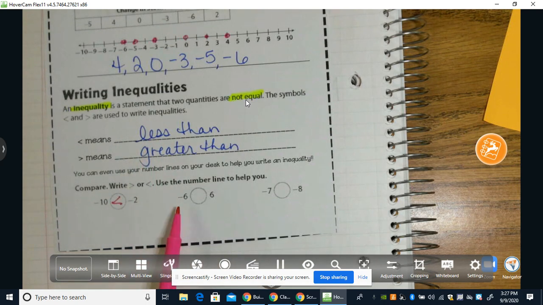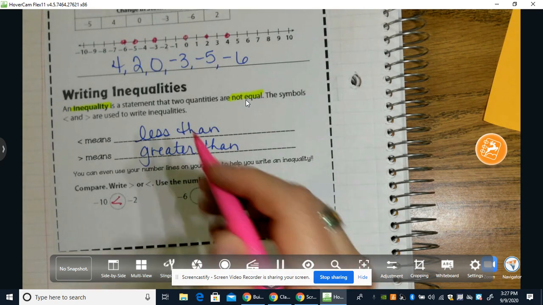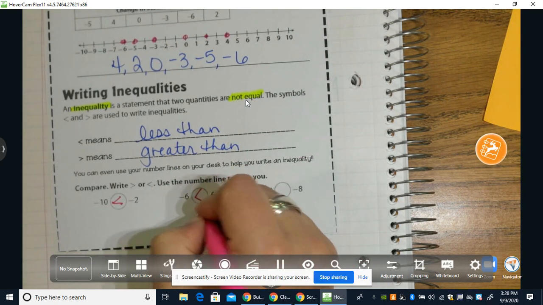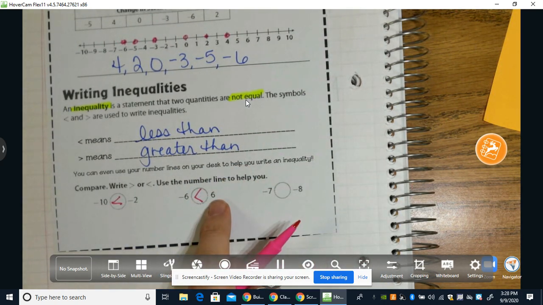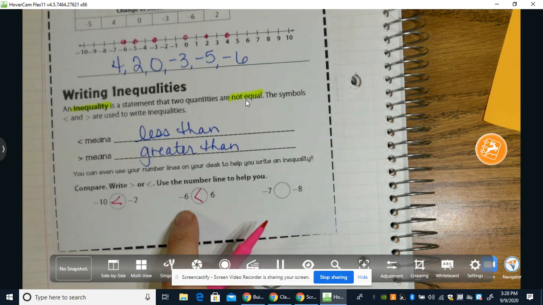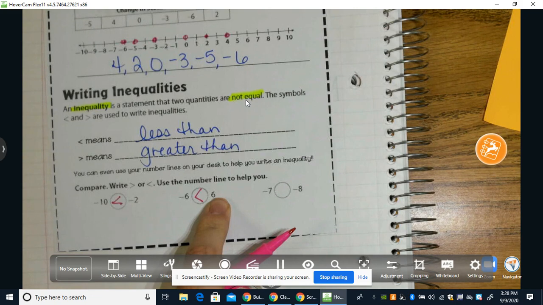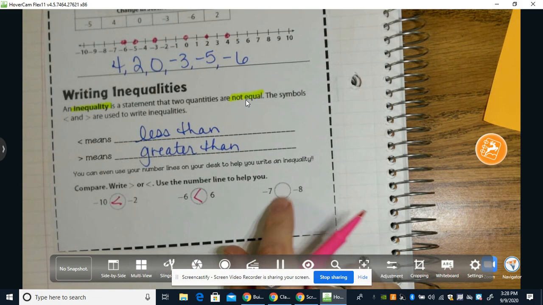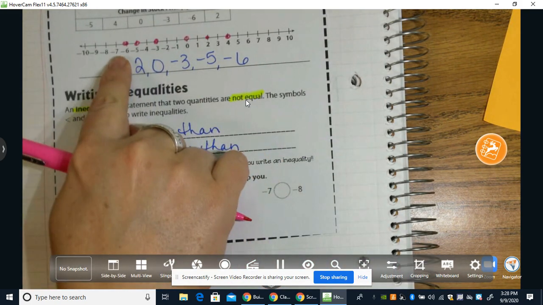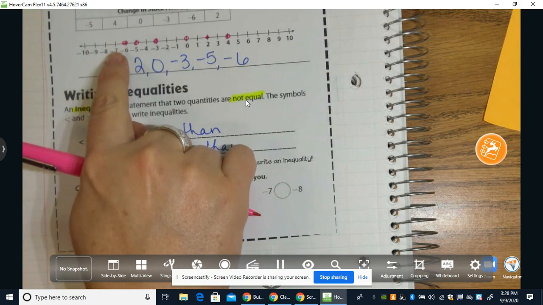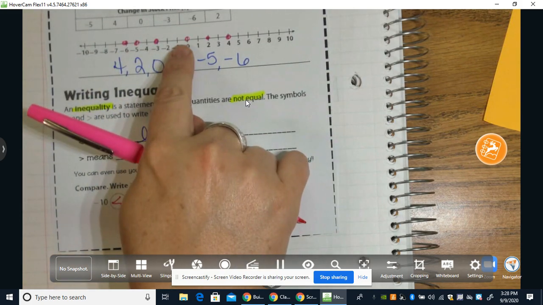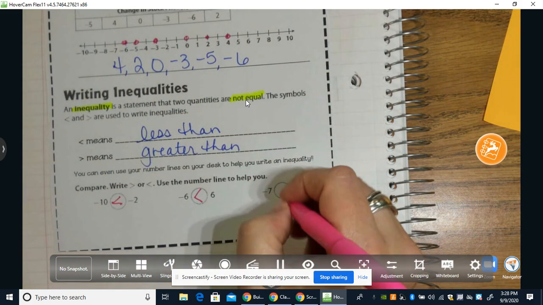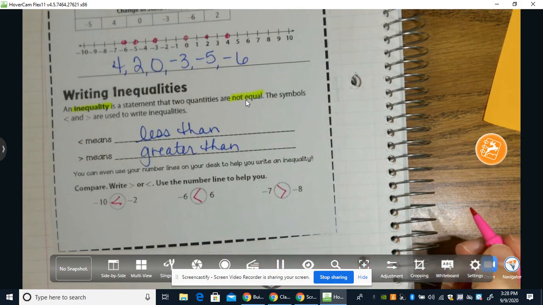Okay, I'm going to go up here. Well, no matter what, a positive number will always, always, and forever be bigger than a negative. So 6 is always going to be bigger than -6, so -6 would be less than 6. And here we have -7 and -8. So I'm going to look up here. All right, they're right next to each other, but -7 is closer to that 0 than -8 is. So -7 would be greater than -8.